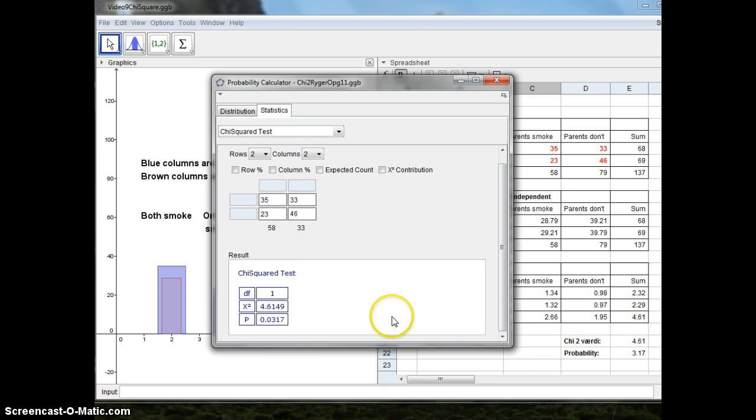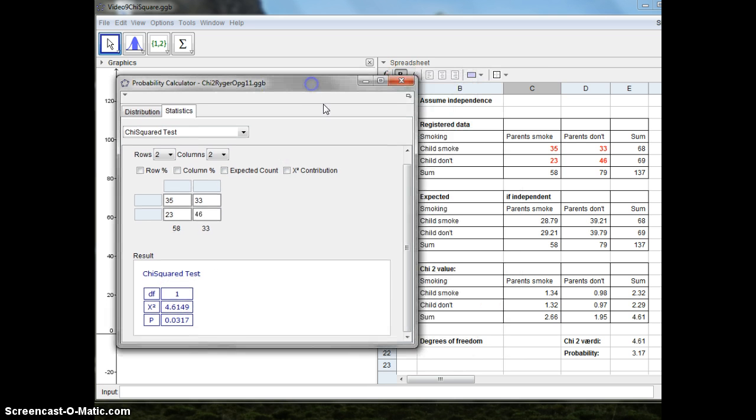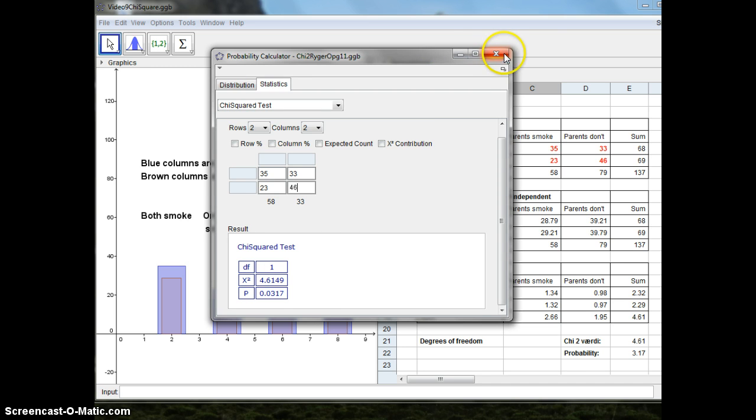Probability being 3.17. Degrees of freedom being 1, as there are 2 columns and 2 rows. So it's 2 minus 1 times 2 minus 1, it is 1 for the degrees of freedom. And this ends the video number 2 on statistics.